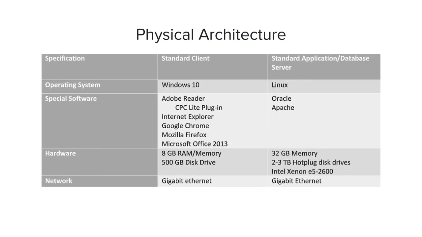Moving on, the physical architecture diagram describes what hardware and software are needed to support the system. And as you can see, this is fairly self-explanatory. It shows what our specifications are for our hardware and network, special software and operating system when it comes to a server and our standard client, like the computer that we're going to be using to operate our software.